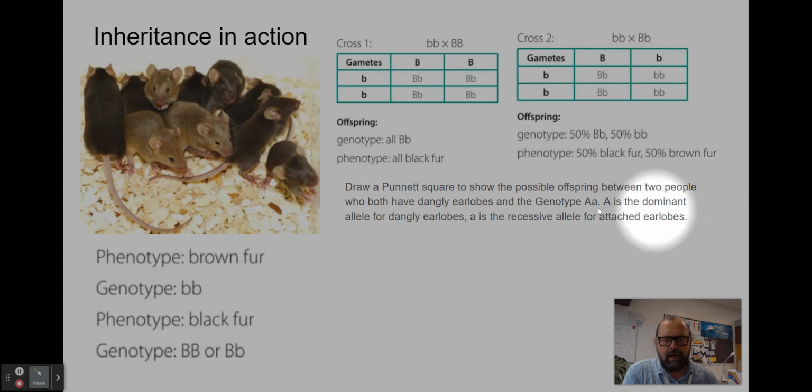Now, there's a question here for you to try drawing a Punnett square. I suggest you pause the video and read the question carefully. It's asking you to draw a Punnett square for 2 people who are heterozygous for dangly earlobes. So press pause now, have a go at drawing that Punnett square, and I'll reveal the answer shortly.